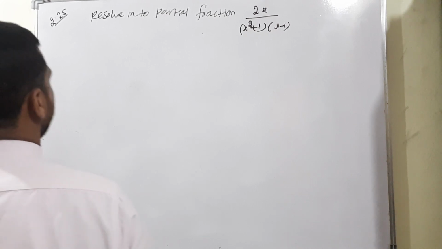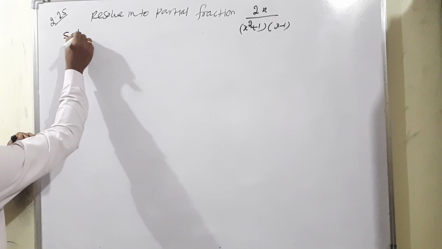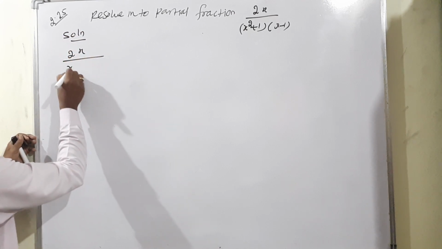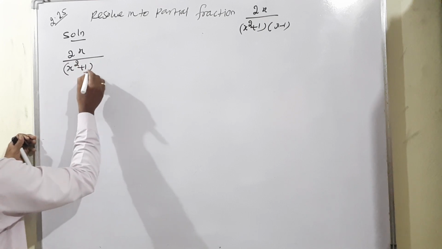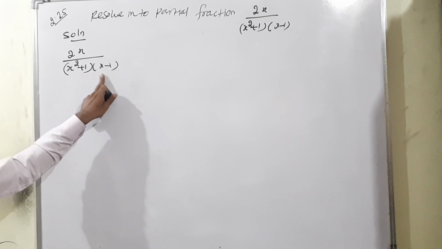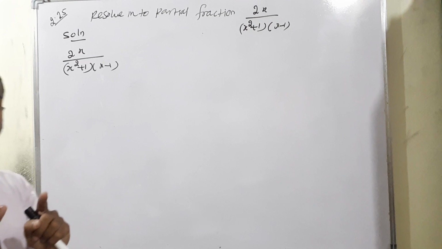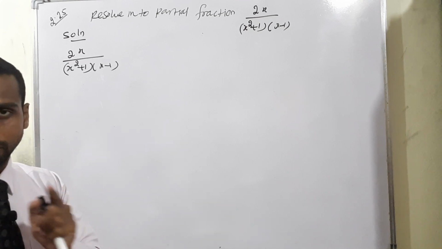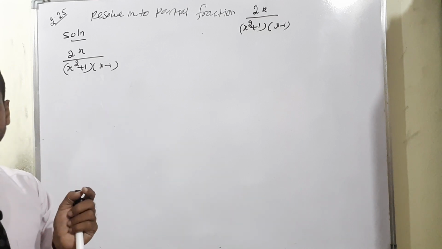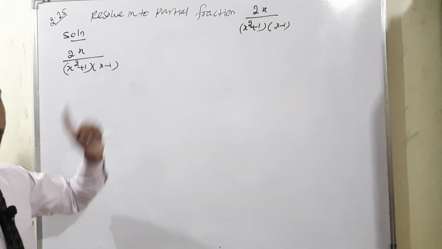Example 2.25, resolve into partial fractions. Solution. So 2x divided by x square plus 1, then x minus 1. Actually this is a non-factorized quadratic, so we have already discussed it in the concept. Those who have not listened to the concept, first go through the concept, then you can do this problem. It will be very easy. If you go through the concept thoroughly, you can attempt any concept-oriented question also.